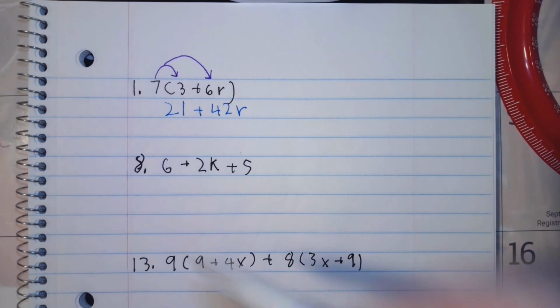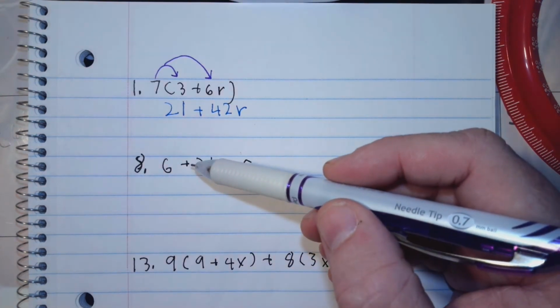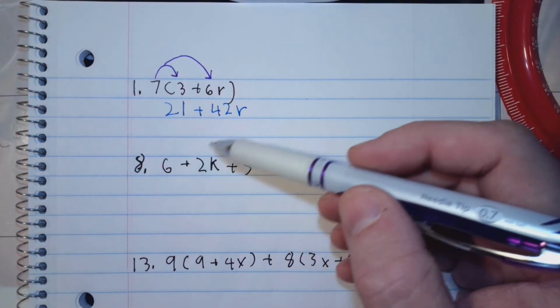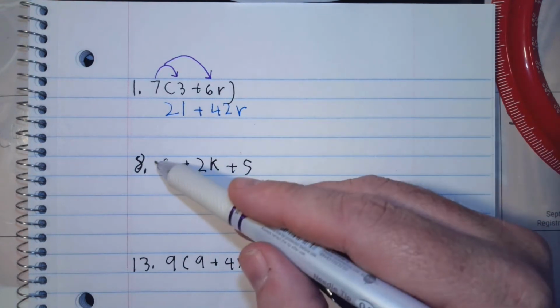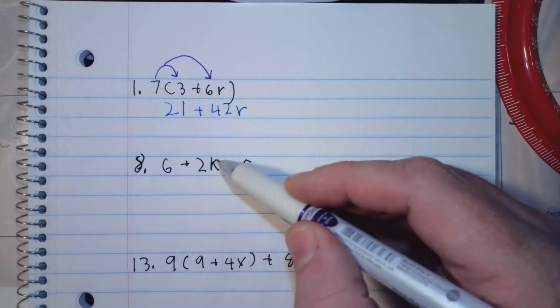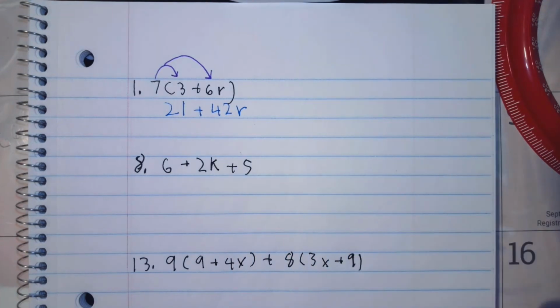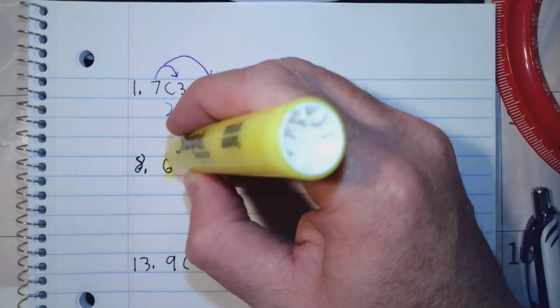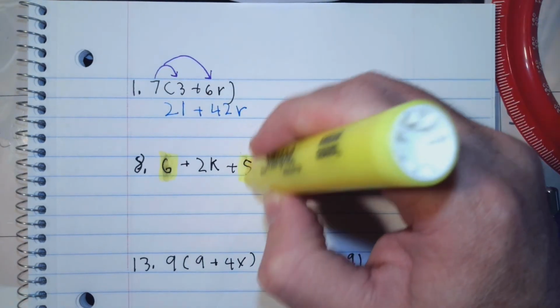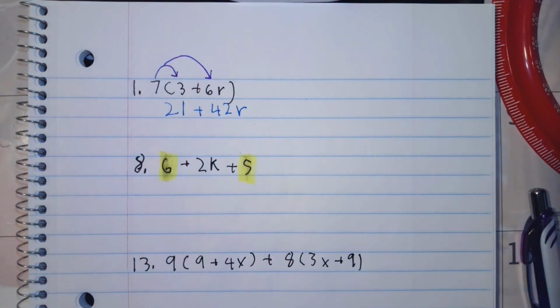Okay, now we're going to move on to 8, and again, we are simplifying expressions, so we're not going to get a final answer. There's no equal sign. So let's go ahead and move on to number 8, 6 plus 2k plus 5. So what we need to first do is identify like terms. Okay, so we have variable terms, and then we have constant terms, and it looks to me like this and this are going to be like terms, and so we're going to put those together.